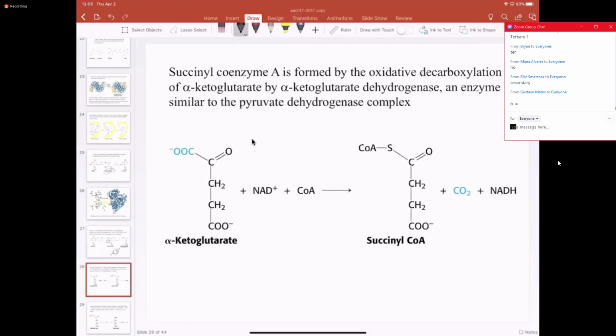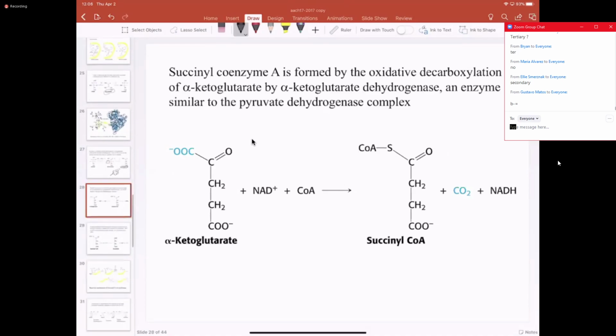Once you've done that, you go from the alpha-ketoglutarate to succinyl-CoA. This is just the pyruvate dehydrogenase complex all over again. The mechanism's the same, the strategy is the same, the cofactors are the same, and so therefore the result is the same.